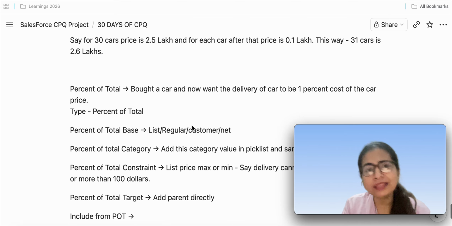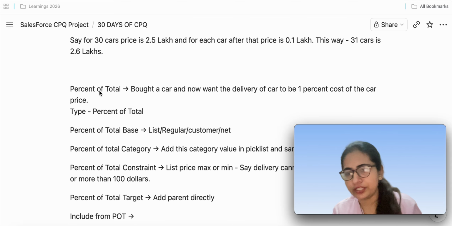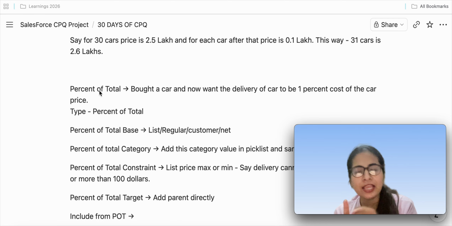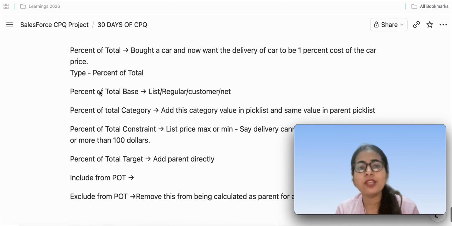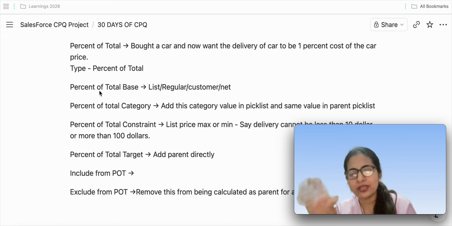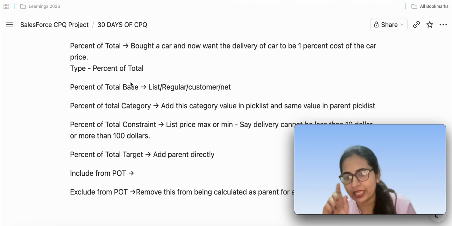Okay, then comes the second, which is the percent of total. Let's take it with an example. You bought a car and the company is charging you something for the delivery. Say, whatever car you are purchasing, 1% of that amount is the cost for the delivery or the taxes. To make sure that a product has a pricing type of percent of total, you need to mark it as percent of total in the pricing method.